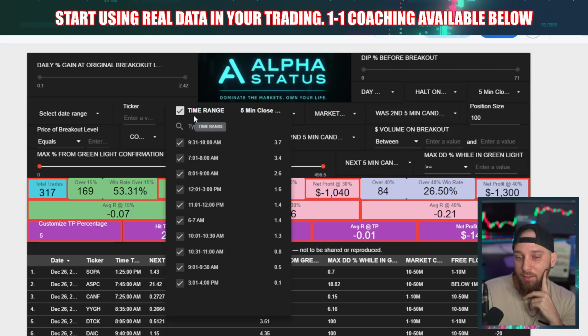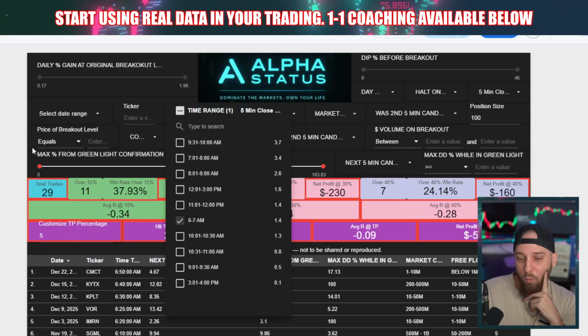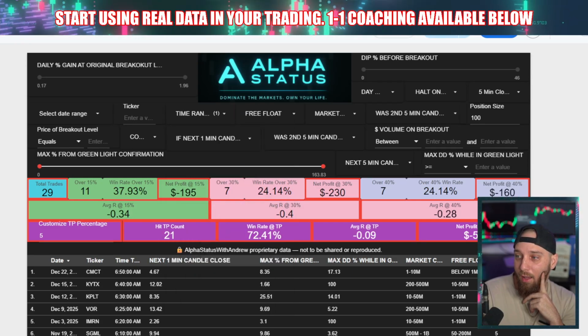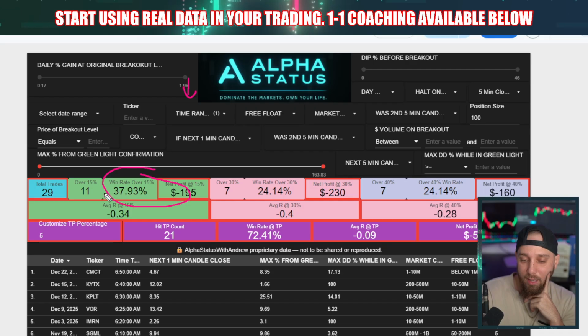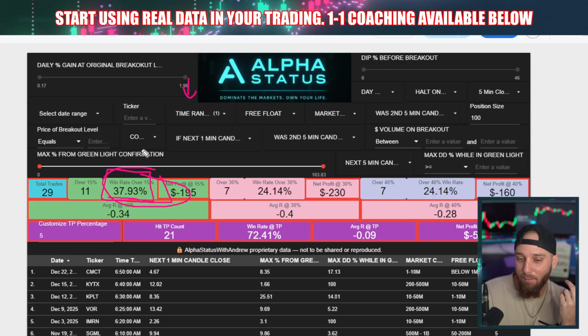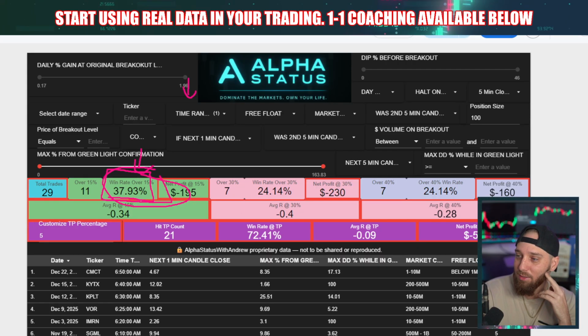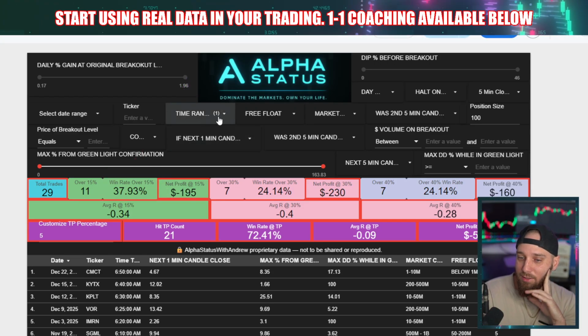Number one, let's go to time frame. So if I just click on the 6 to 7 a.m. time frame right here, we'll be able to see that the win rate for that is 37% from 6 to 7 a.m. So what I had to do is go through and filter through every single time frame, and then I got rid of all the time frames that were really bringing down win rate. Why would I want to trade 6 to 7 a.m. if the win rate's only 37%? That doesn't make no sense. And that's going to be for EST, right?